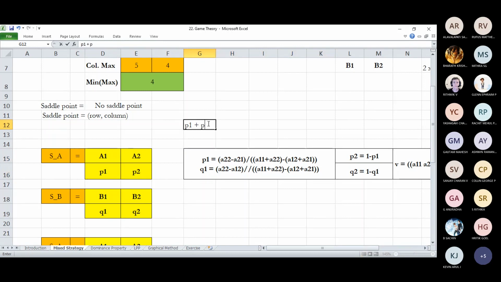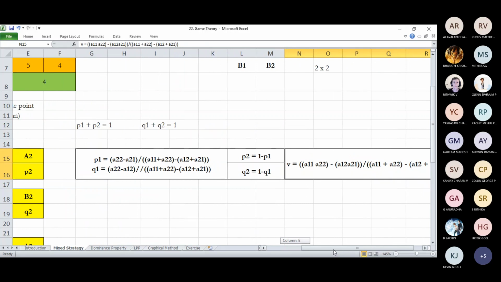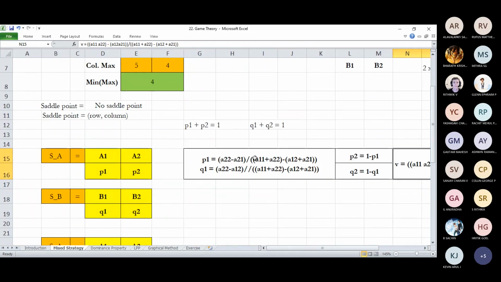So P1 plus P2 equals 1, and in the same way Q1 plus Q2 equals 1, and hence when you find P1 and Q1, you can always take that to the other side. So if you find P1, you can find P2 by taking 1 minus P1. Then if you find Q1, you can find Q2 by taking 1 minus Q1. As simple as that, right? And then the value of the game is this formula, right? So let's take a look at that.